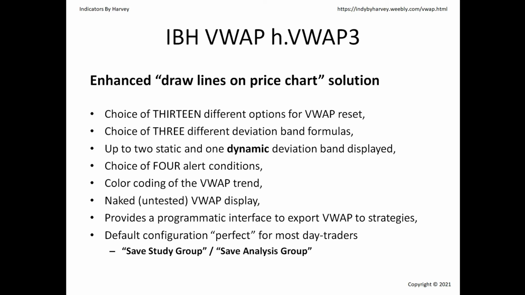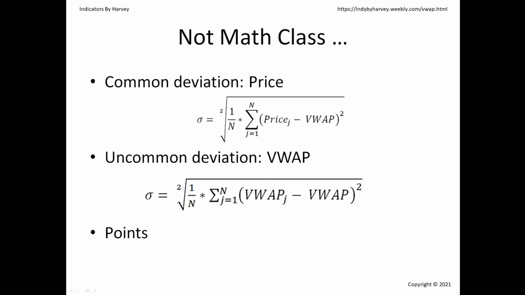And since this product has been downloaded from the trading app store, the architecture of the TradeStation app makes it so that you don't have the default button on the settings tab. Instead, to save the configuration, you would either choose Save Study Group for TradeStation 10 or Save Analysis Group for TradeStation 9.5.